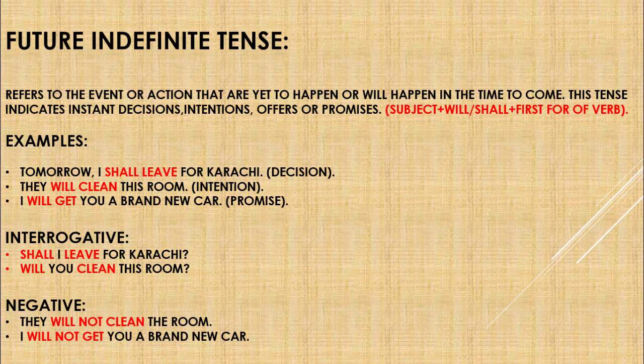As you can see in the examples, tomorrow I shall leave for Karachi. They will clean this room. I will get you a brand new car. The interrogative sentence starts with the auxiliary verb will or shall. As you can see in the examples, shall I leave for Karachi? Will you clean this room?